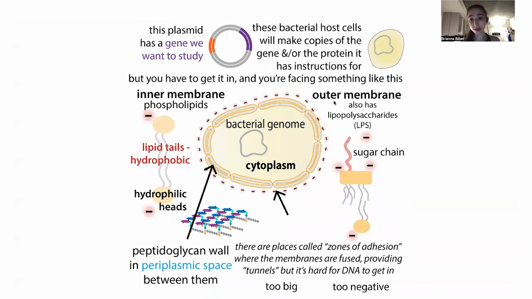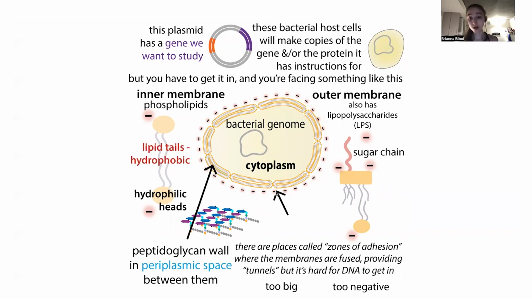And so then the outer membrane in bacteria. Bacteria have an inner membrane and an outer membrane, and their outer membrane is also going to have these lipopolysaccharides. So this is different from our cells. Importantly, these are also negatively charged, so you have this very negatively charged membrane. They also have this peptidoglycan wall and this periplasmic space in between them.